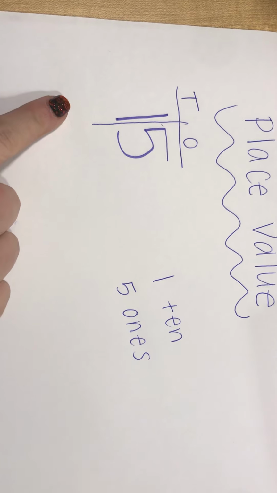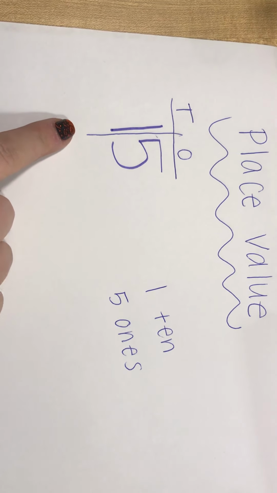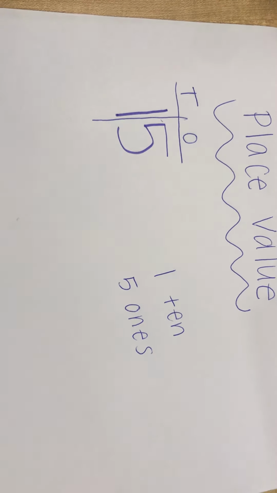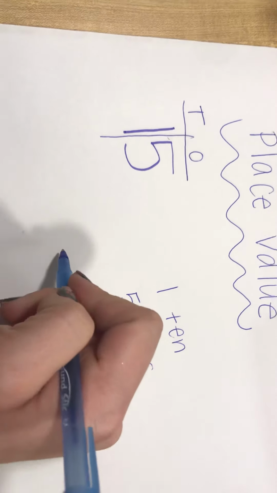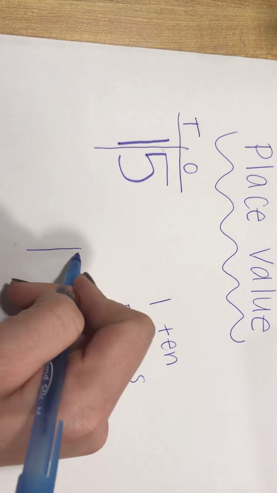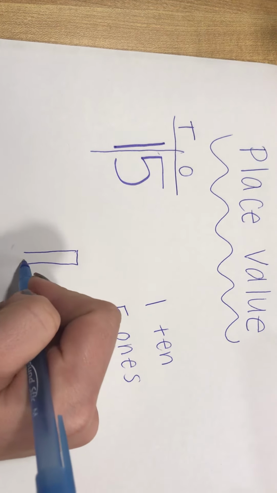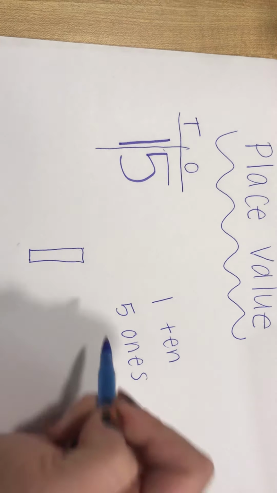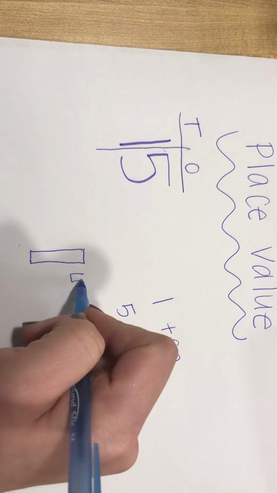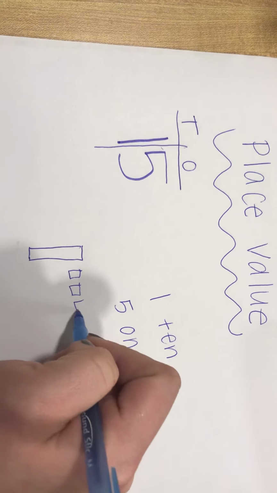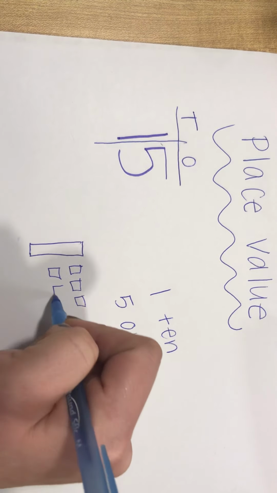Then you might ask them to draw it in a picture. They could either draw the base 10 blocks, which is what they learned in kindergarten. So this correlates with the manipulatives we use in class. So that kind of looks like the base 10 blocks. So that's 1 ten, and then the little cubes are 5 ones.